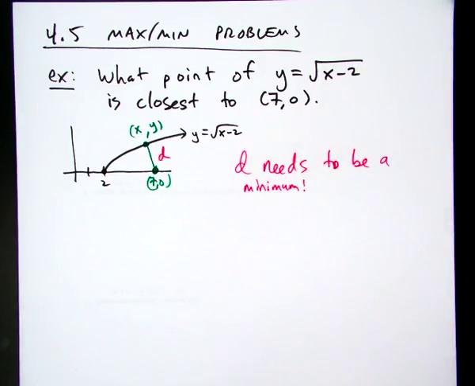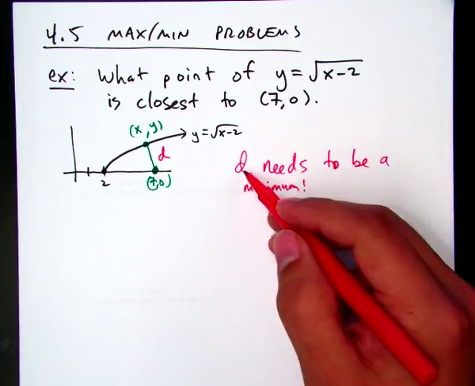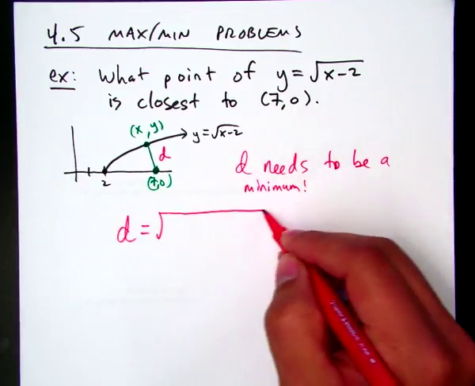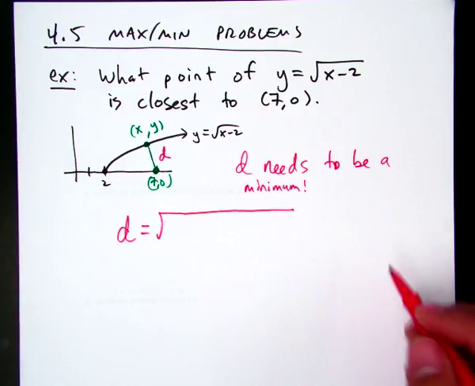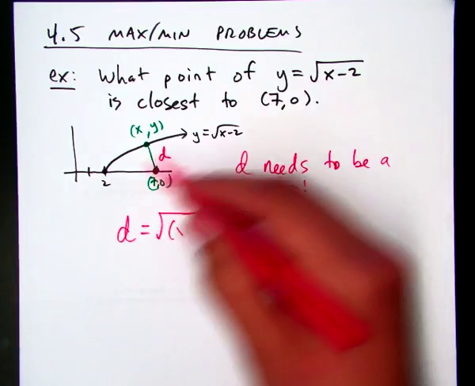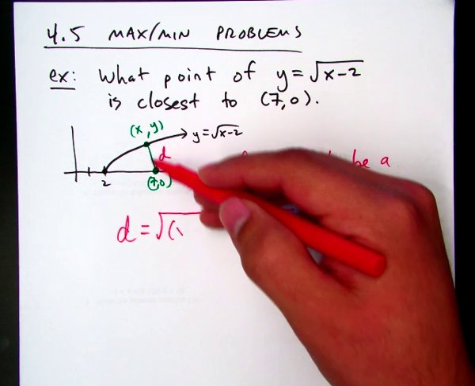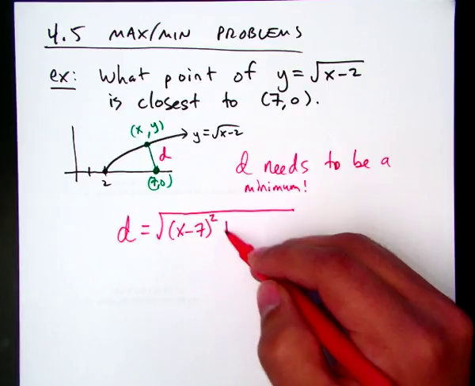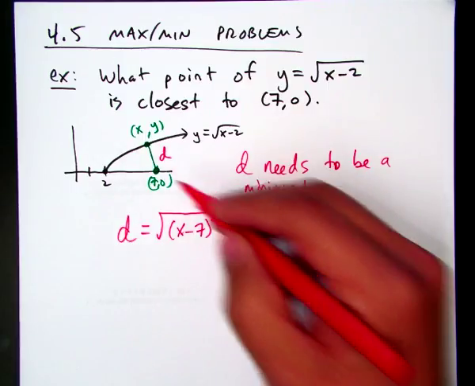Okay? Now, you guys should be pretty good at finding maxes and mins. The problem is we need an equation to do that with, right? So if I need an equation for D, let's write one. What is D going to be? So let's just plug everything in. So (x minus 7) squared plus (y minus 0) squared.